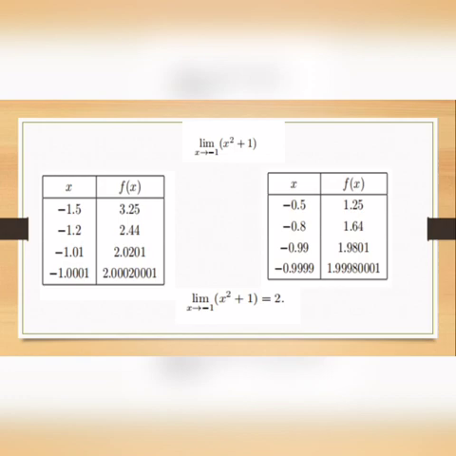The right hand, 1.25, that is 1. 1.64 becomes 2. 1.98 becomes 2. 1.998 becomes 2. Therefore, limit of x squared plus 1 as x approaches -1 is 2.